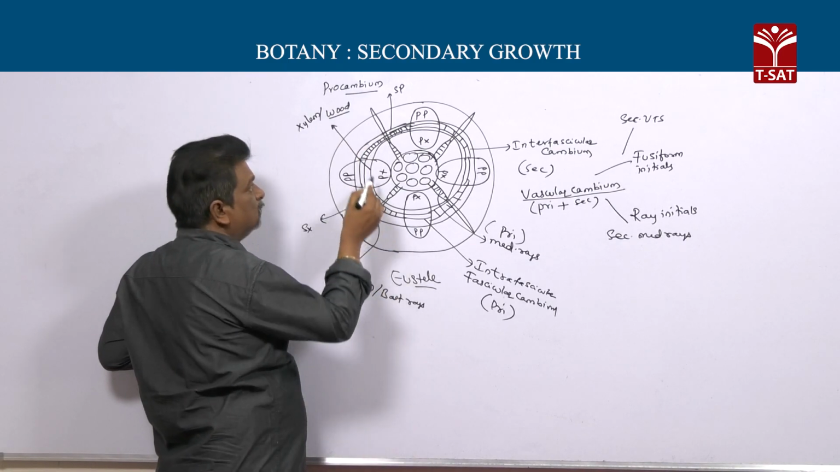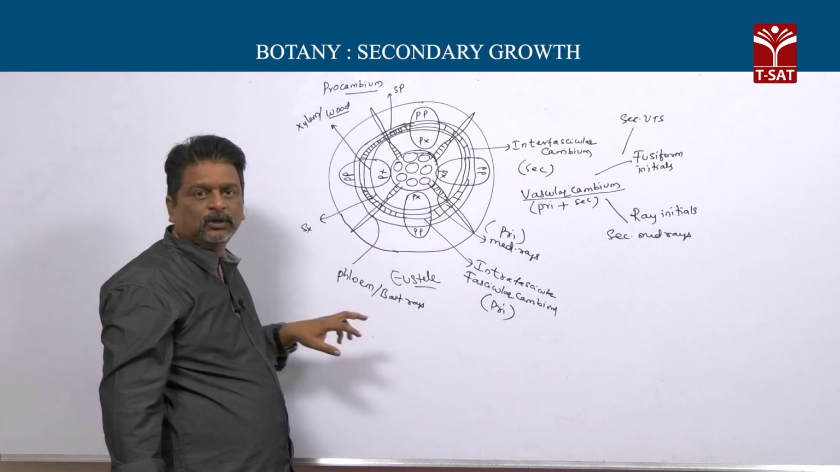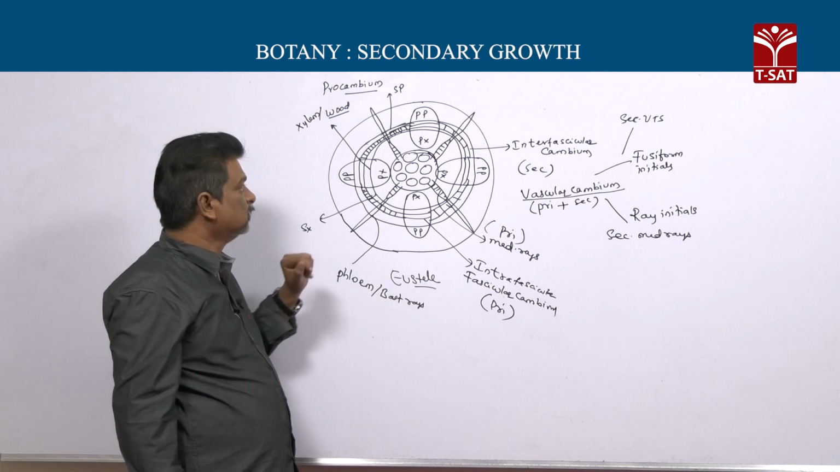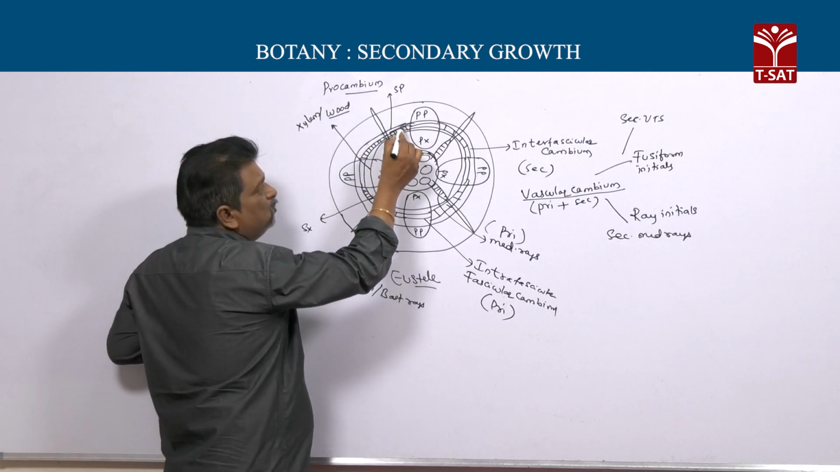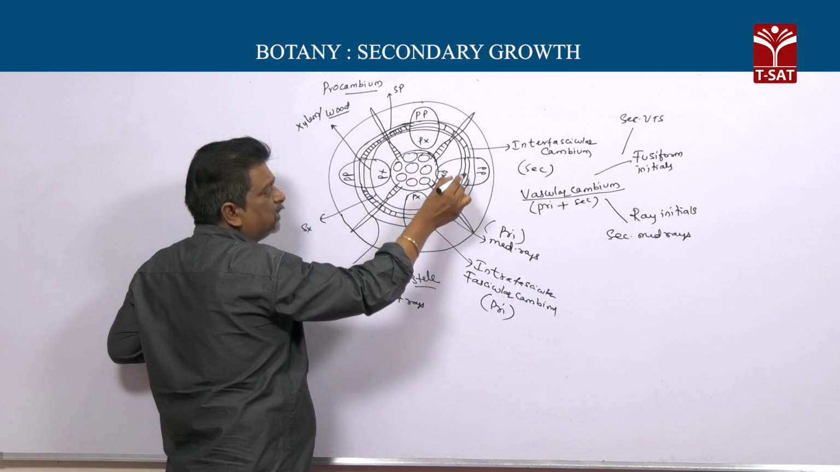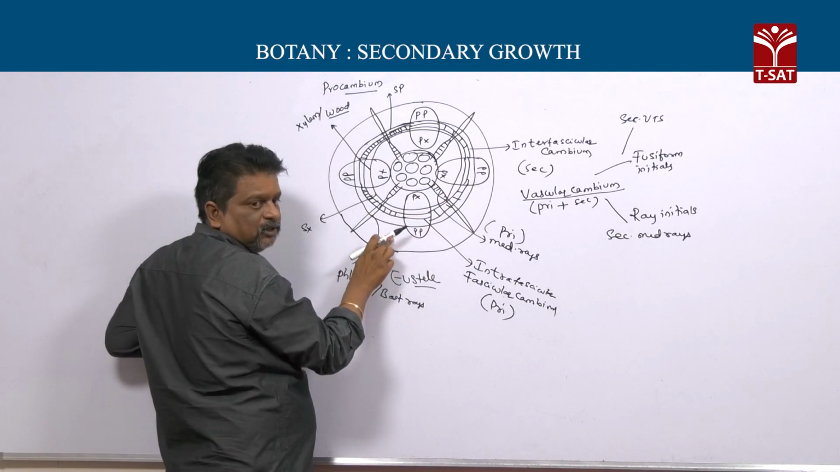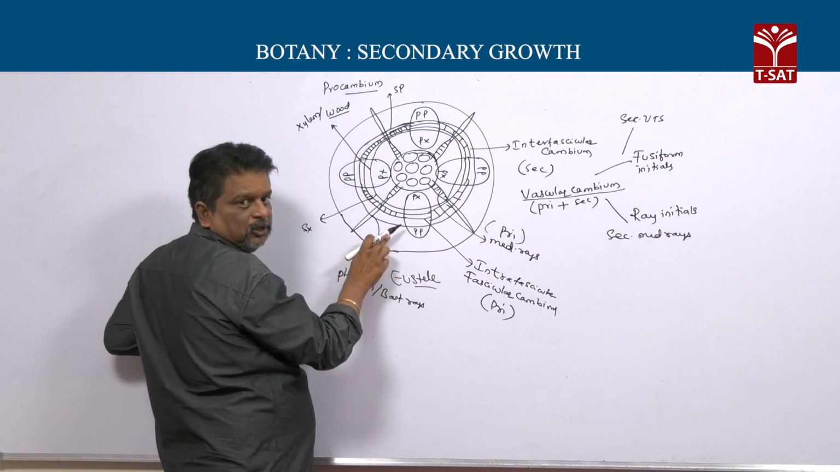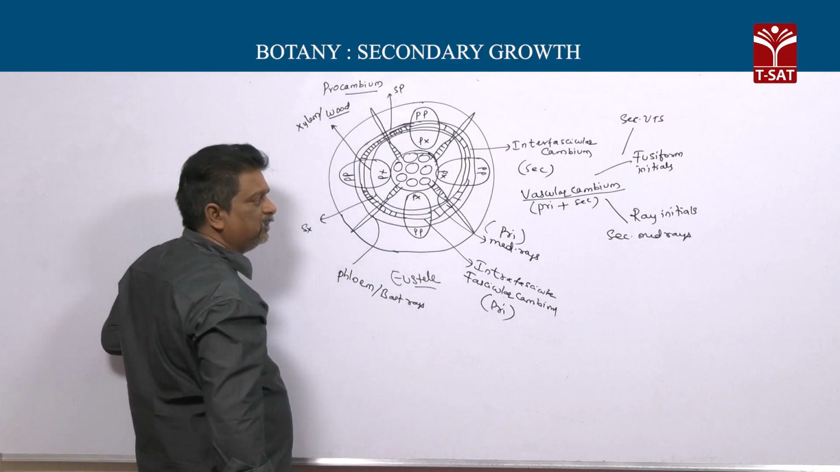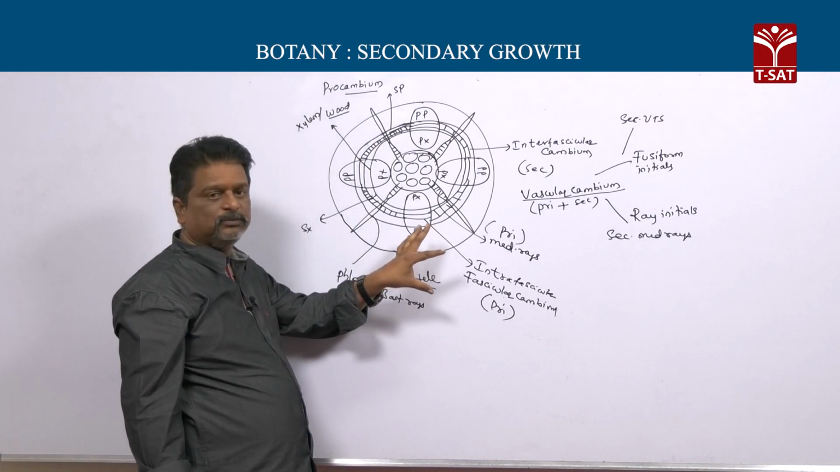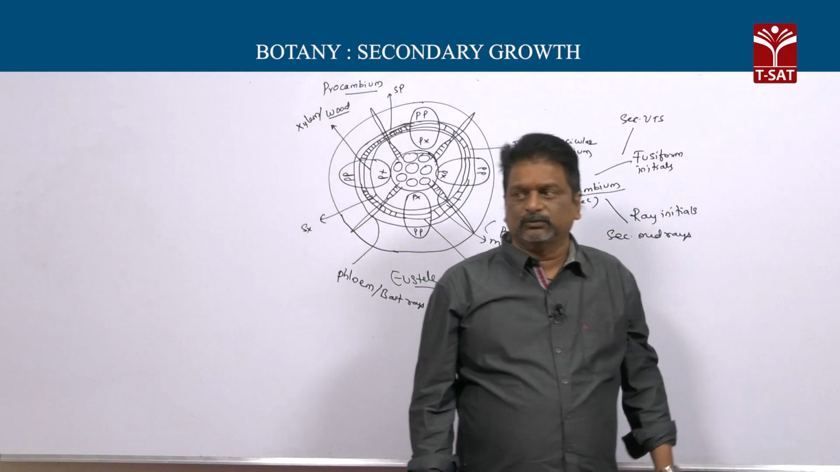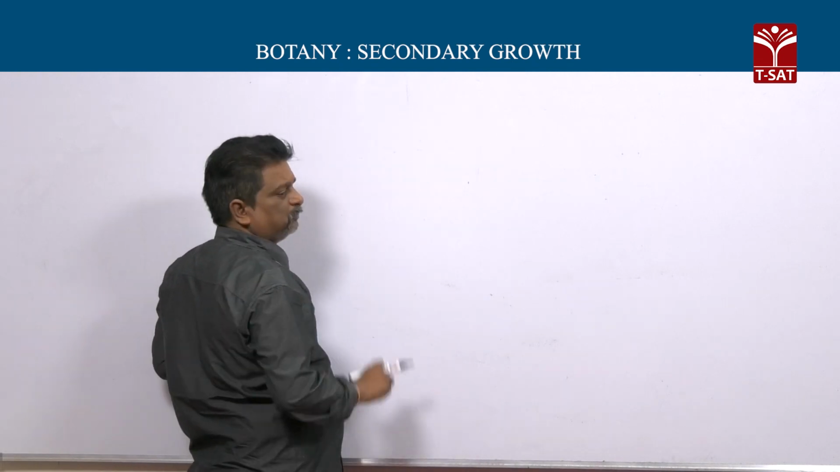Your point is, secondary xylem is called wood, and secondary phloem is called bast. The newly formed secondary phloem position is just outside the vascular cambium. The newly formed secondary xylem position is just inside the vascular cambium. This is about secondary growth.